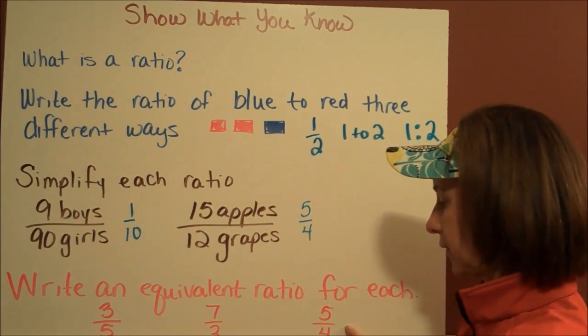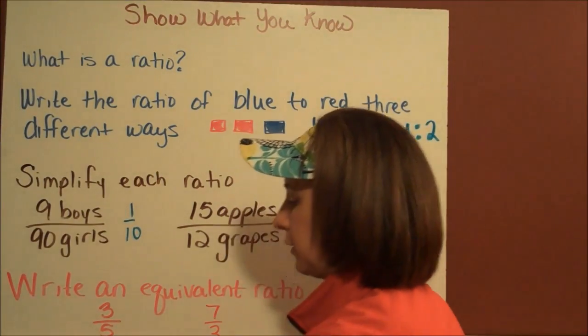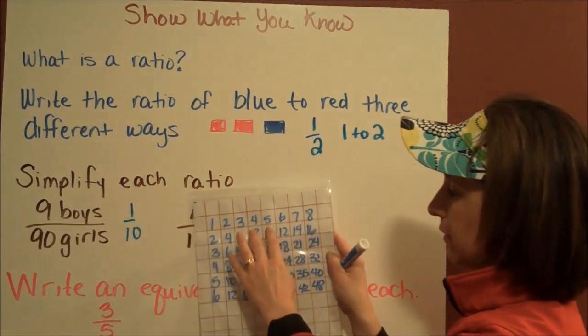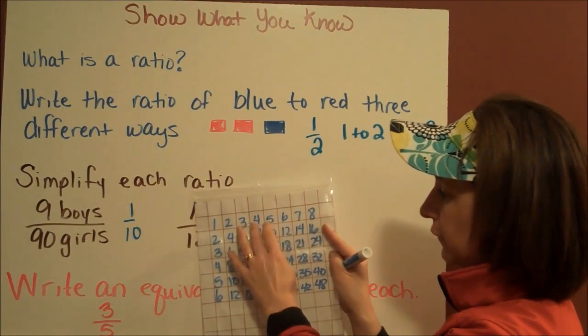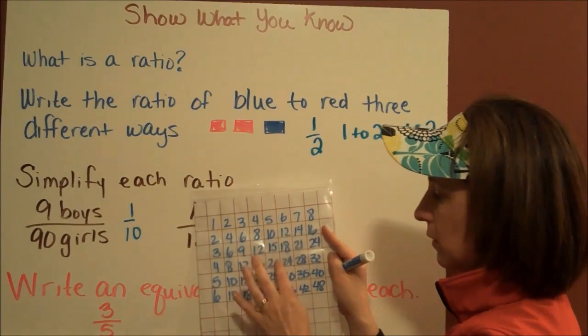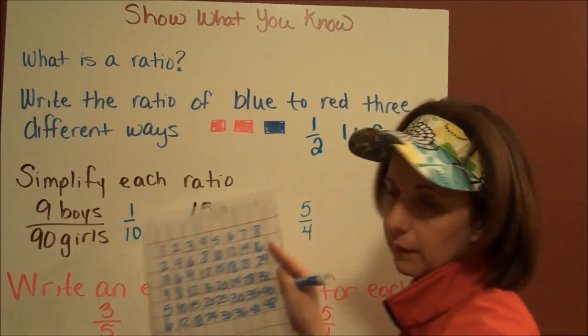And finally, an equivalent ratio for 5 to 4. Do the same thing. Look straight down here in the middle of our chart. 5 to 4 is 10 to 8, 15 to 12, 20 to 16, 25 to 20.